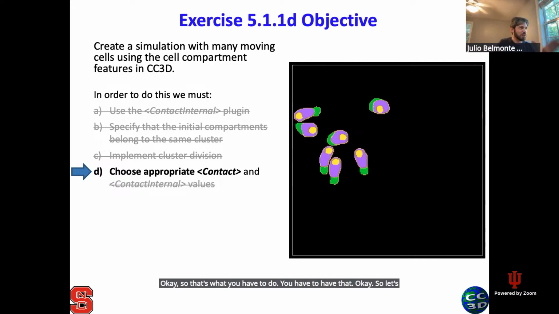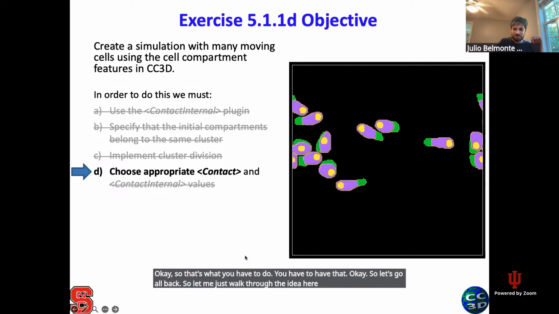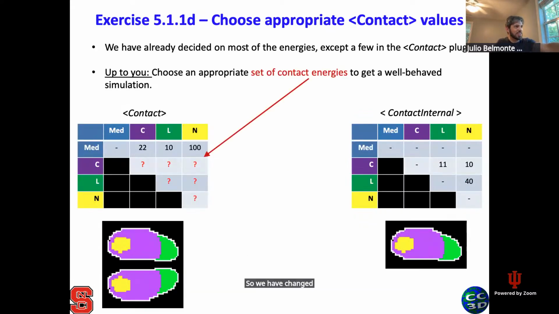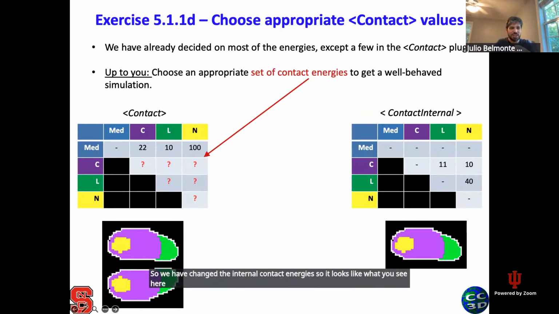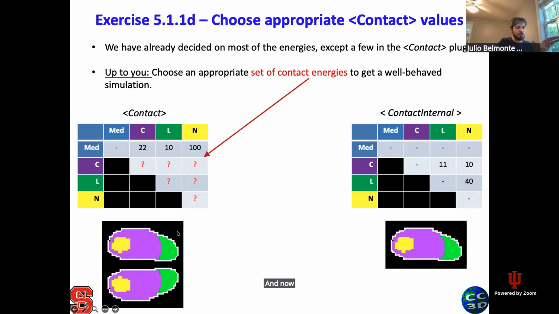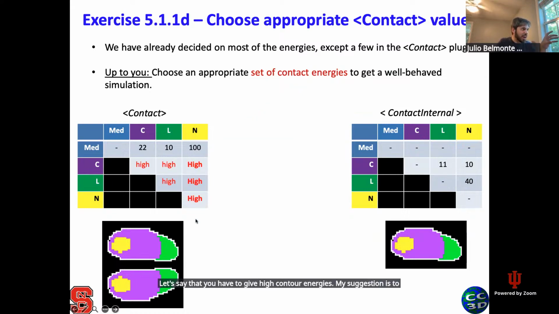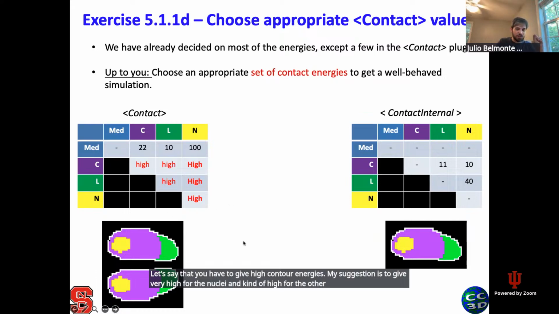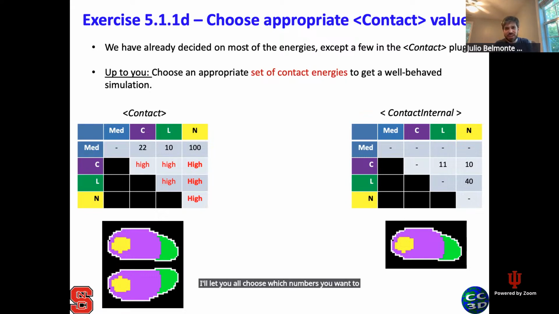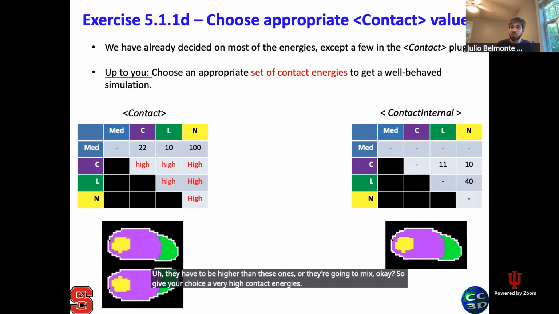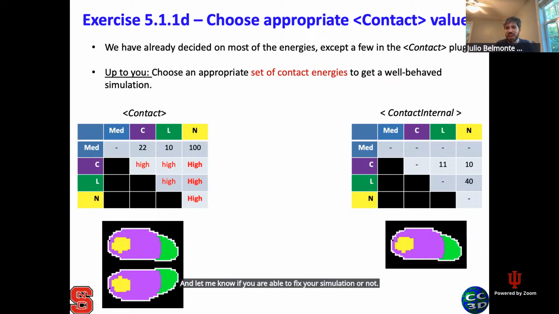So let me just walk through the idea here. We have changed the internal contact energies so it looks like what you see here on the right, but the external contact energy is still the same as before, and we have to change that. And now I'll leave that up to you. What values should they be? Well, we already said that you have to give high contact energies. My suggestion is to give very high for the nuclei and kind of high for this other one. So I'll let you all choose which numbers you want to put there. They have to be higher than these ones or they're going to mix. So give your choice of very high contact energies and let me know if you are able to fix your simulation or not. And if you're successful, please share a print screen to everyone in the chat.